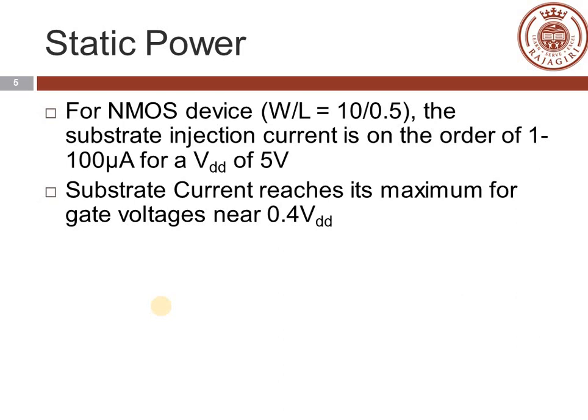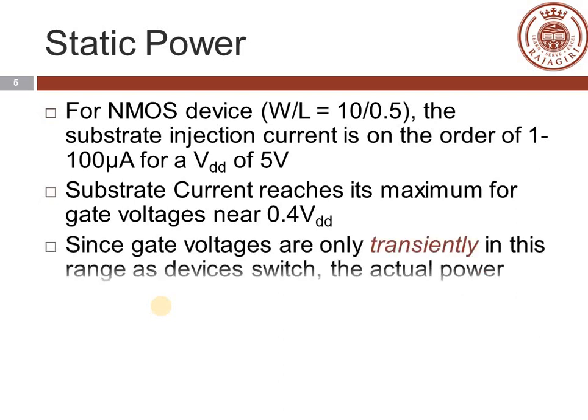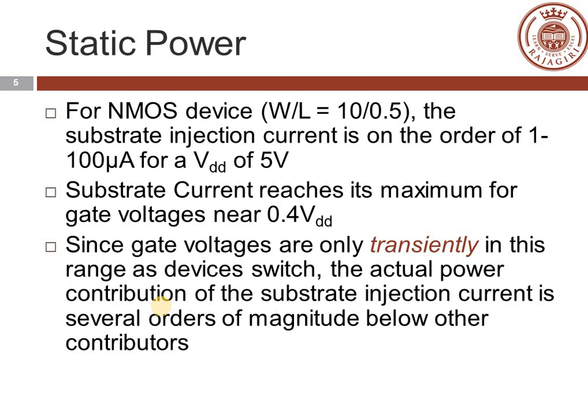So because of that, in between itself we will be having some large unexpected current. But since gate voltages are only transiently in this range, as devices switch, the actual power contribution of the substrate injection current is several orders of magnitude below other contributors.